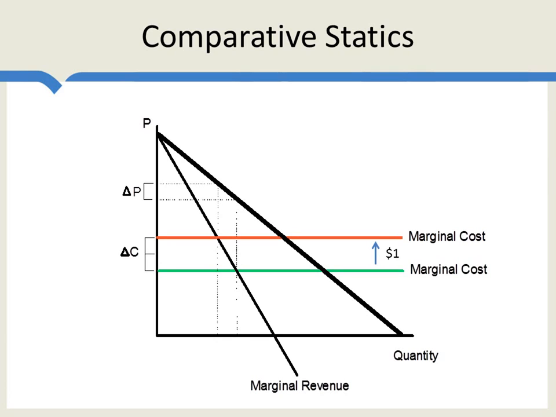In fact, you can see price goes up by less than $1. And if you work out the mathematics, it turns out that in the linear case, a $1 increase in marginal cost will lead to a 50-cent increase in price. Cournot was able to solve problems like this and much more sophisticated problems as well, decades before anyone else.